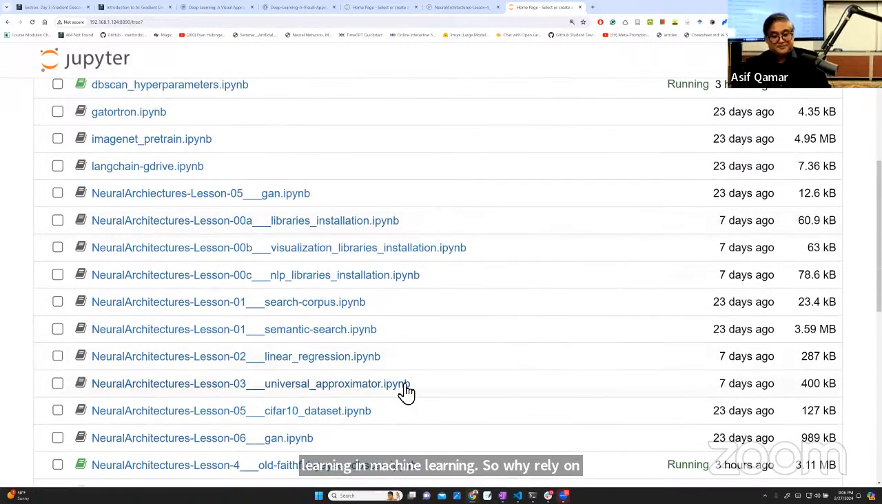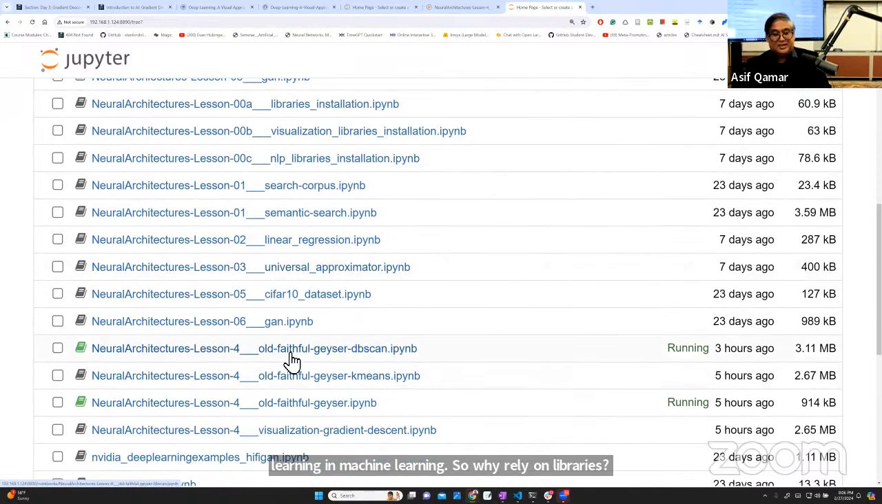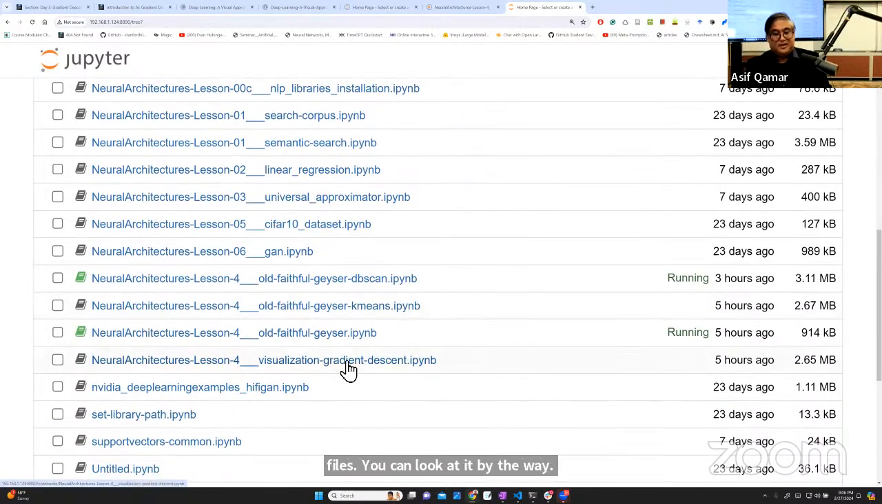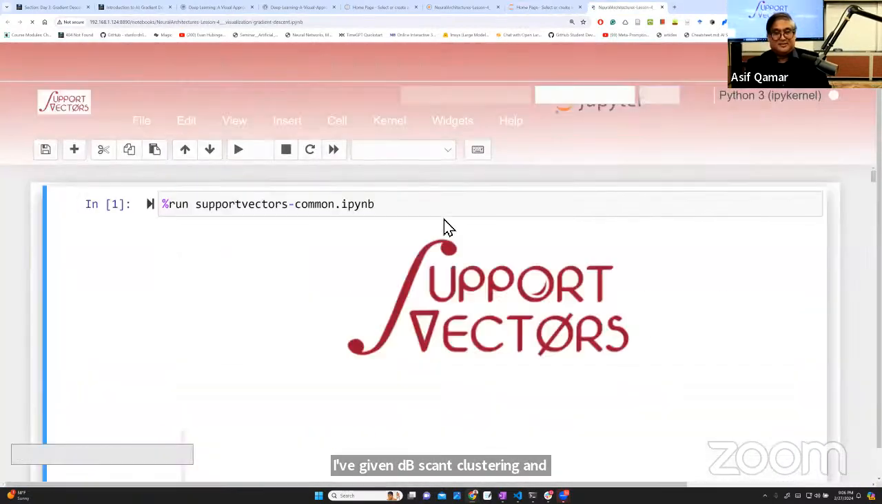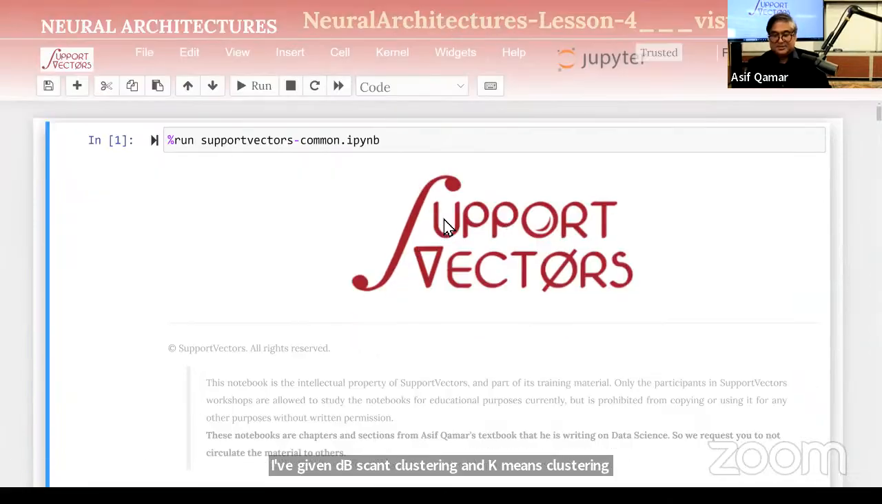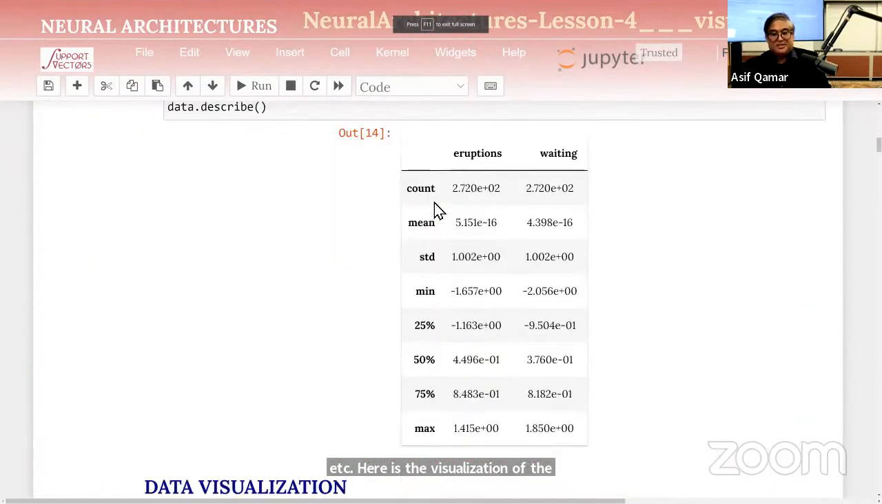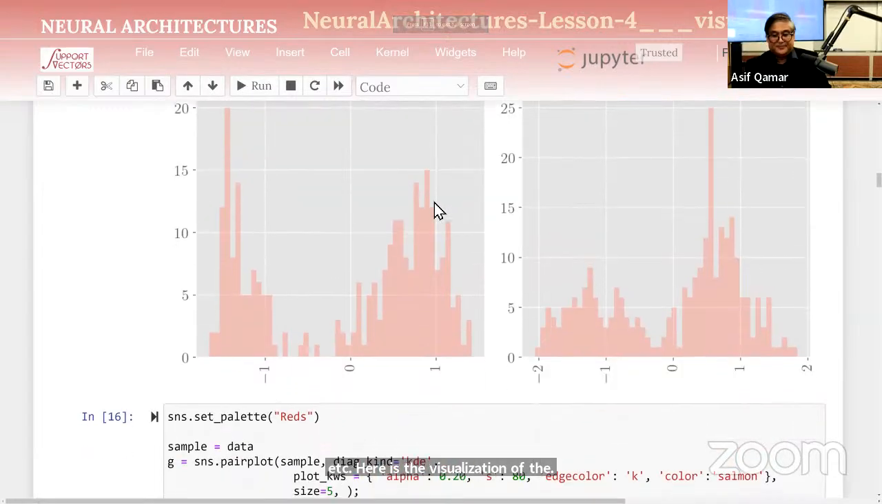So I've checked in a few files. You can look at it, by the way. I've given DBSCAN clustering and k-means clustering, etc. Here is the visualization of this thing.